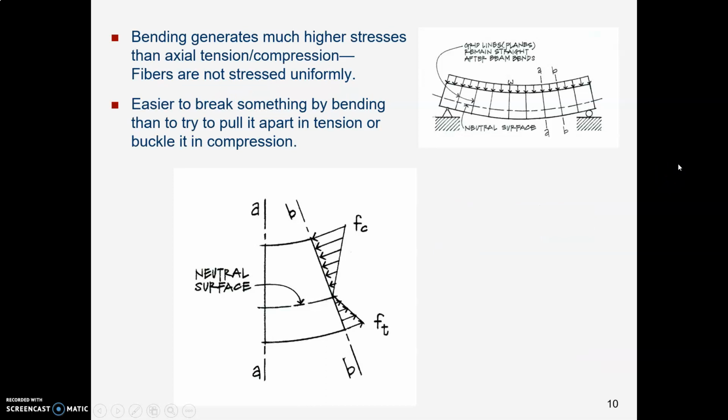It turns out that this flexural stress, this bending stress, is much higher than just plain old tension and compression. This bending stress is what we are most concerned with when we're designing a structure and trying to make our beam or our column strong enough. Bending is the thing that governs.